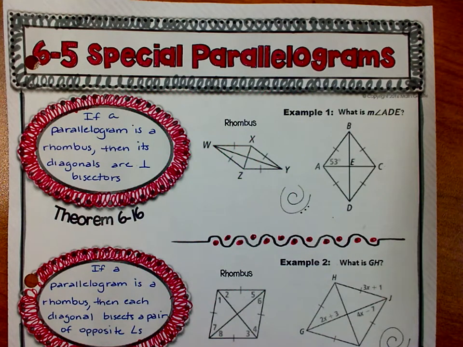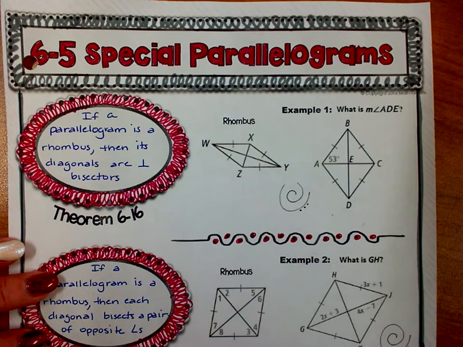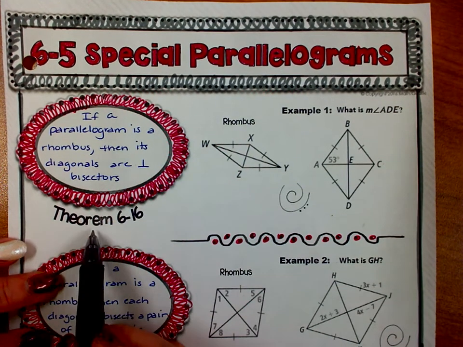Welcome to the fifth lesson in Chapter 6 of the Pearson Geometry video series. Lesson 6.5 discusses special parallelograms, the rhombuses and the rectangles. Let's look at the theorems, and then after you've written them down, we'll go over them in a little bit more detail. Let's start with Theorem 6.16.